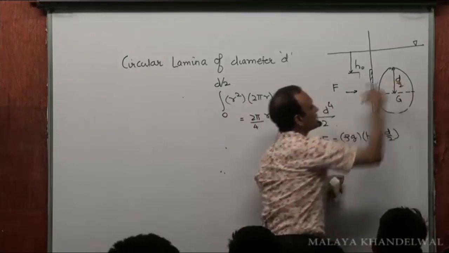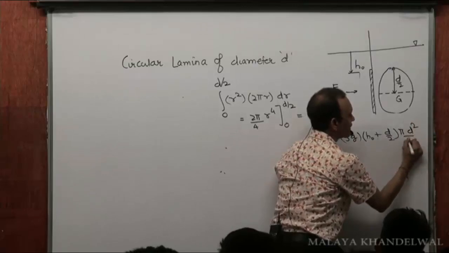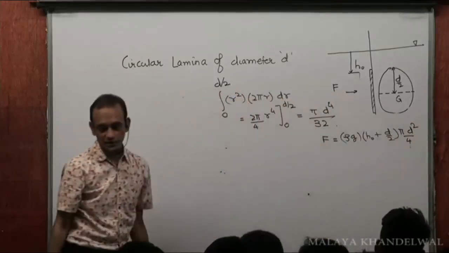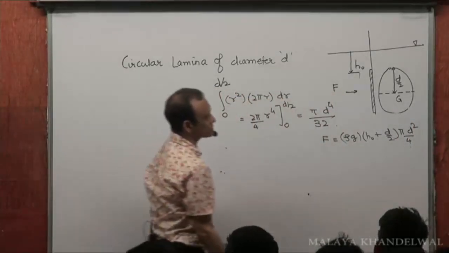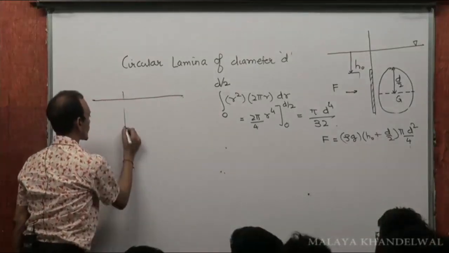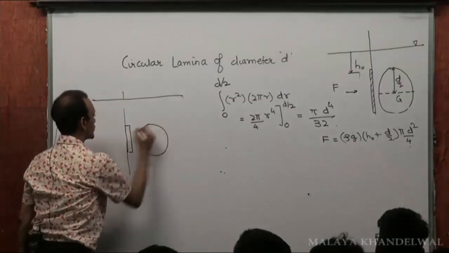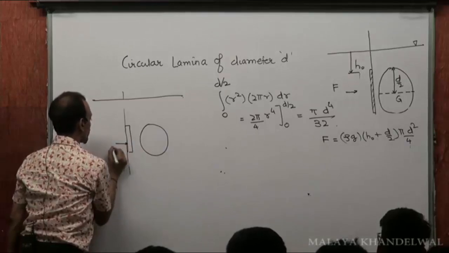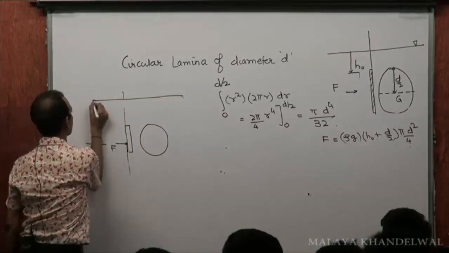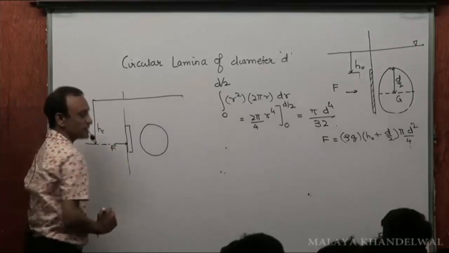It will act like this, right? Into pi d squared by 4, the area. Pi d squared by 4 is the area. That's the total force. And this force could be imagined to be acting at a depth hc from the free surface, which is the center of pressure.